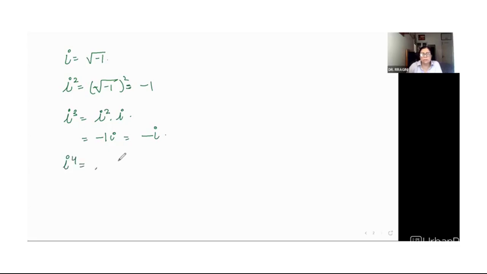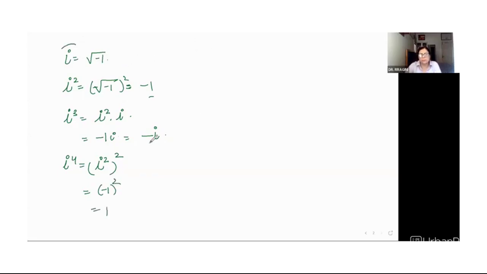Like iota is square root of minus 1. If we take square of this, this becomes square of square root of minus 1, which is minus 1, right? So iota square is minus 1. What is iota cube? It is iota square into iota, right? Iota square is minus 1 into iota, that is minus iota. Then we have i to the power 4. i to the power 4 is i square raised to the power 2. i square is minus 1. Minus 1 square is 1. So first of all, you need to remember these values.